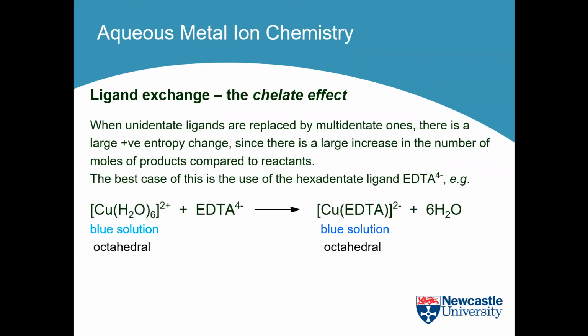That's not an IUPAC name, but we call it EDTA. Overall, if you react EDTA with copper hexaaqua ion, you can see you've got 2 moles of stuff on the left, and on the right, you've formed your copper EDTA complex. EDTA is a hexadentate ligand. It's got 6 lone pairs. It replaces all 6 waters. We've got 7 moles on the right.